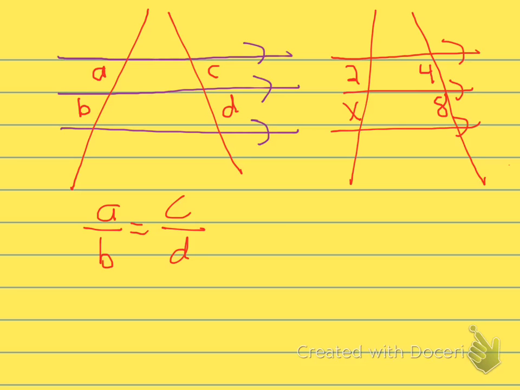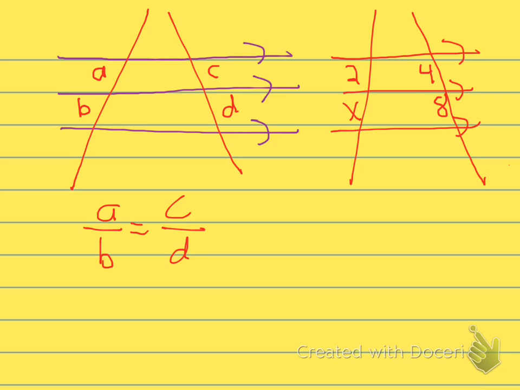They divide every transversal proportionally, meaning the parts of each transversal will be in ratios that are equal. So the red line with the A and the B on it, the A and the B are proportional to the C and the D. In other words, as it's shown there, A over B equals C over D.